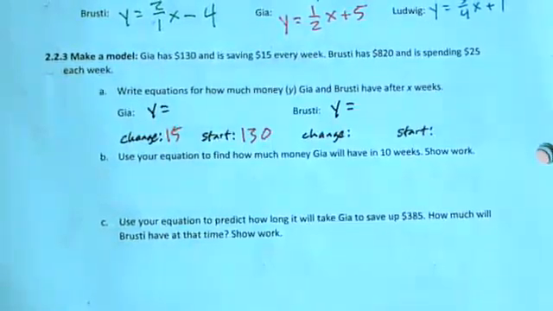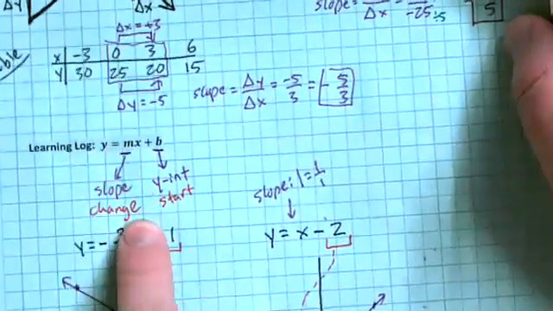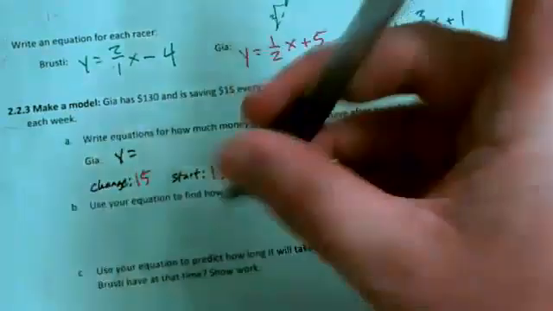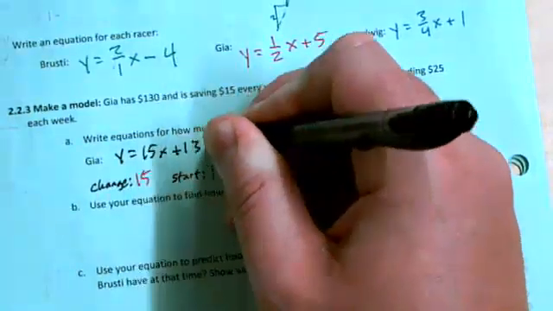Did you guys write that down in your packets? Change and start, 15 and 130. If you didn't, pick up your pencil and get it down. Let's write ourselves an equation. If we know our change and our start, just as a quick reminder, we've got a little cheat code right over here. Remember that it's y equals, and then the change goes in front of the x, and then the start gets tacked on at the end. So y equals 15x plus 130.